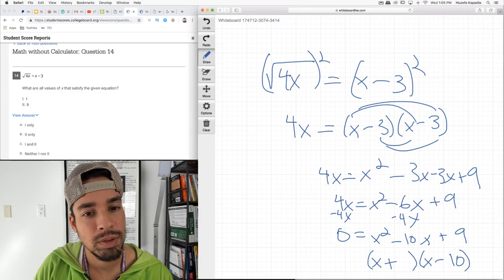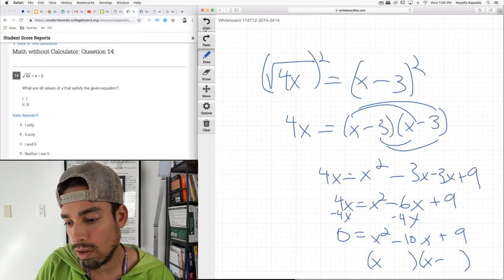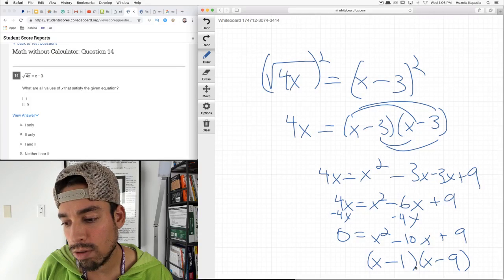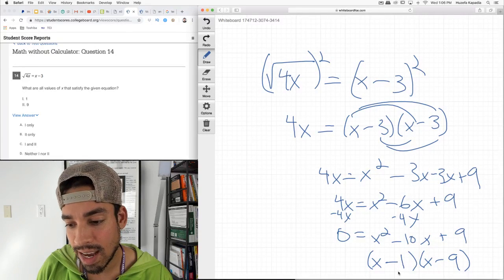Adds to negative. Oh, yeah. Oops. Sorry. Did that wrong. It factors to negative 9 and negative 1, because what numbers multiply to 9? Negative 1 and negative 9. And add to negative 10.